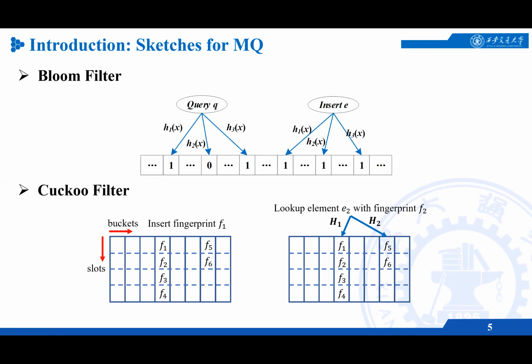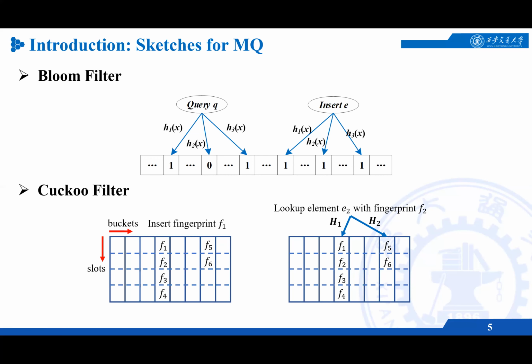There are sketch methods for effective and efficient membership querying. For example, the Bloom filter uses a bit array with a set of independent hash functions. Elements in the set are mapped into different bits. A query element is claimed to be in the set if its corresponding bits are 1.